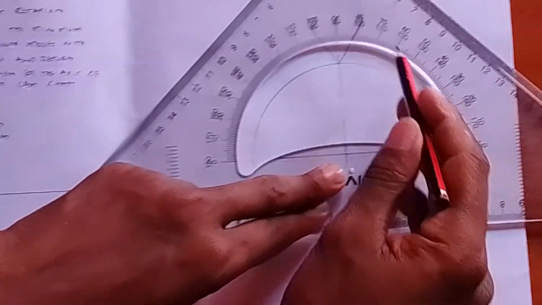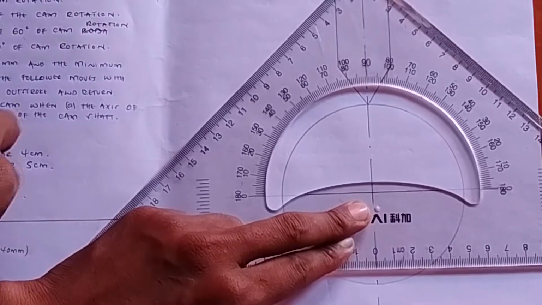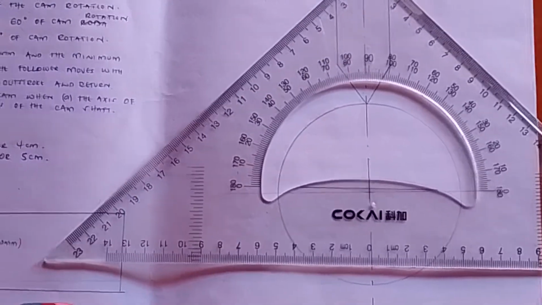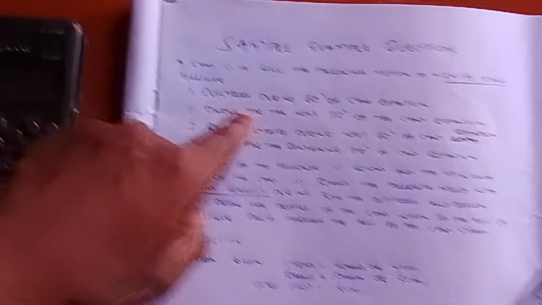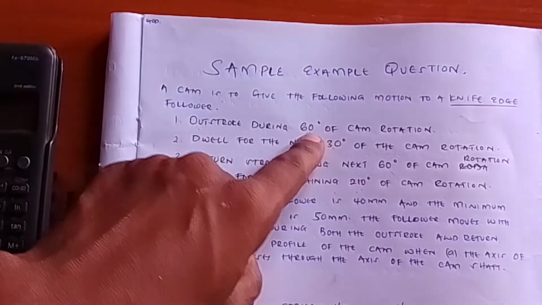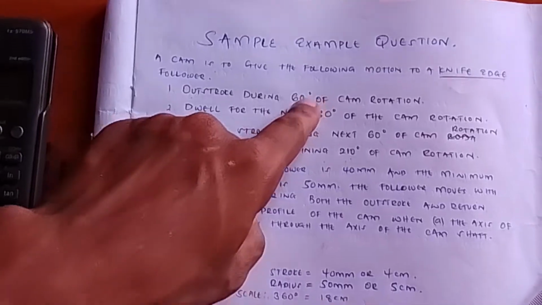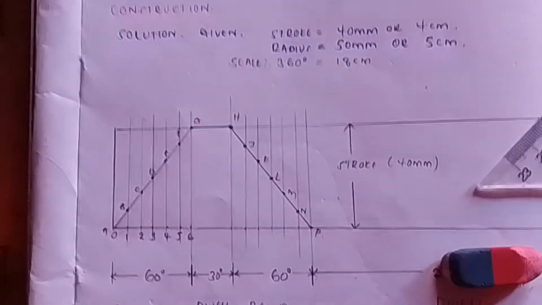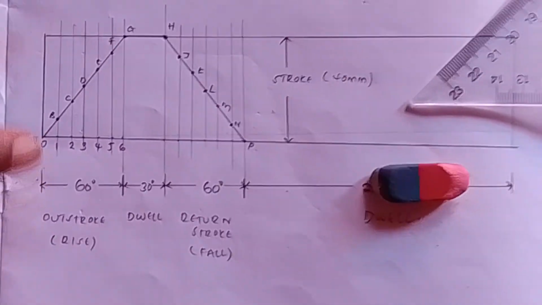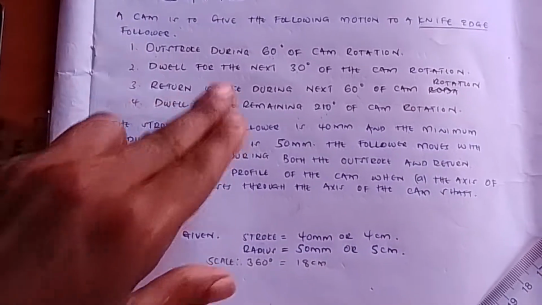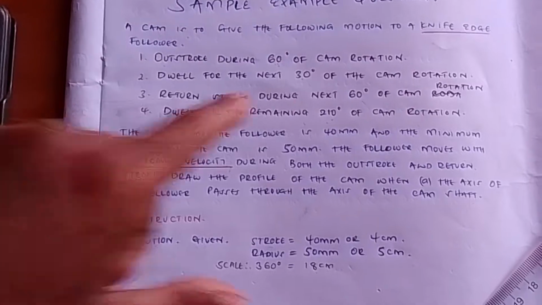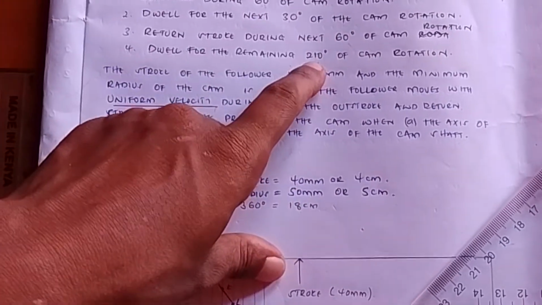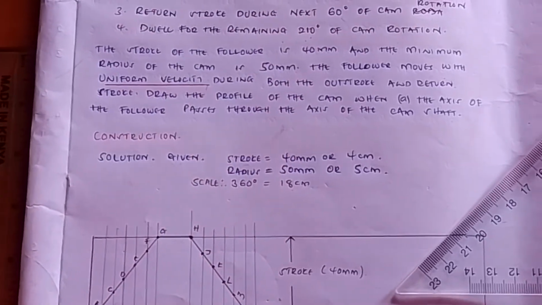Now we will actually use this information. You see this information? Here we will use the 60 degrees directly. We will not convert it into centimeters like we did during the cam displacement diagram. No. In this cam profile, we will use the 60 degrees as it is, the 30 degrees as it is, the 60 degrees as it is, the 210 degrees as it is.